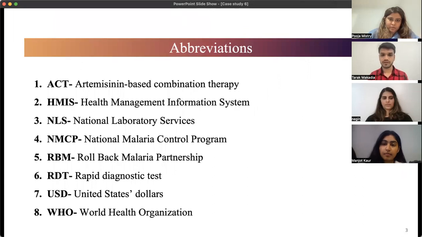The important abbreviations that would be frequently used in this analysis are NLS, that is National Laboratory Services, NMCP, National Malaria Control Program, and RDT, that is Rapid Diagnostic Test.